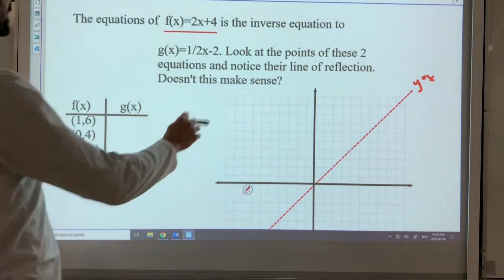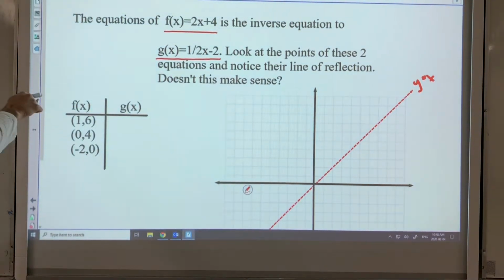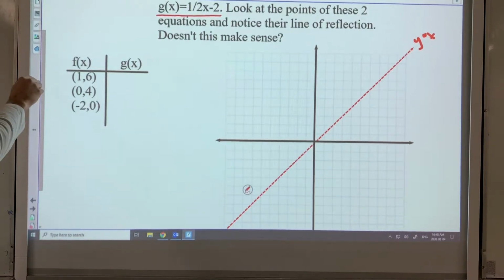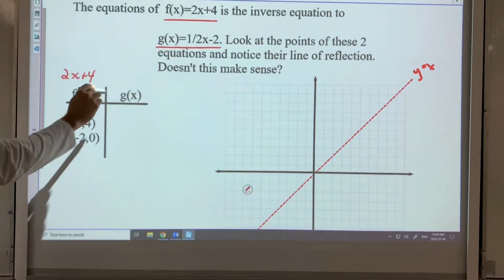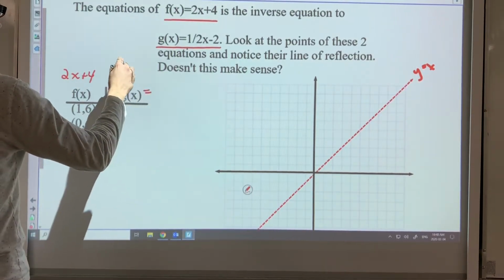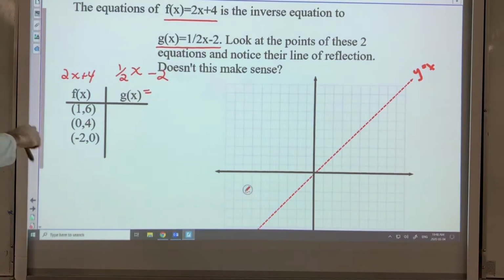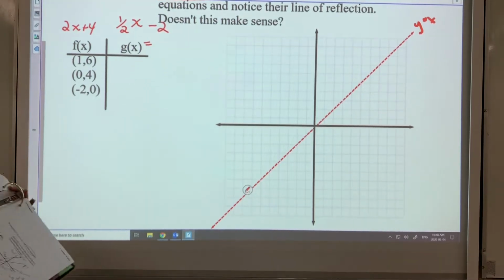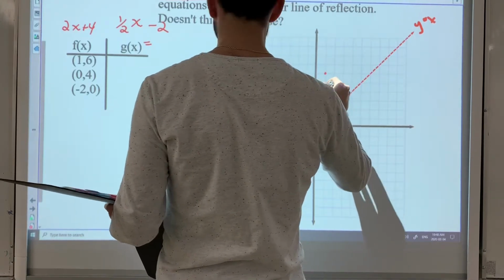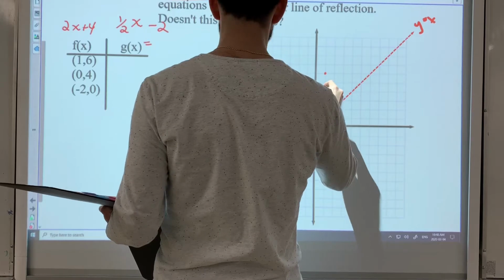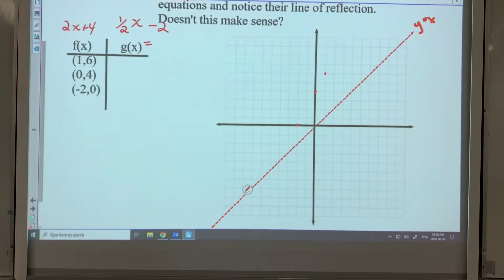And I'm telling you that the inverse of it is g of x, and that's a half x minus 2. So I've actually gone and got a couple points from the original graph of 2x plus 4. Okay, and on the inverse graph, I'll just write it in over here, we're going to go 1/2 x minus 2. Let's go ahead and plot these points first. Okay, so 1, 6, and then 1, 2, 3, 4, 5, 6. And then we got 0, 4. And then we got negative 2, 0. So I might go use my line tool to go connect those dots after.